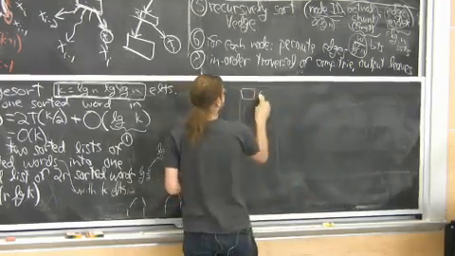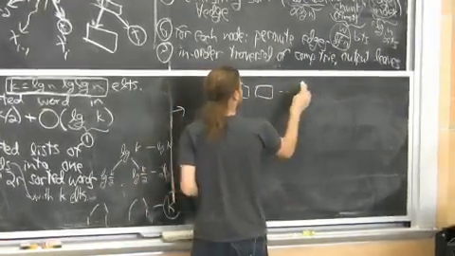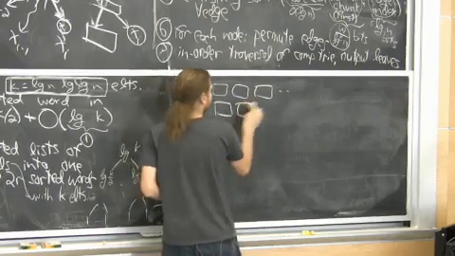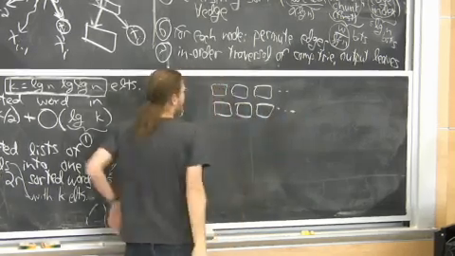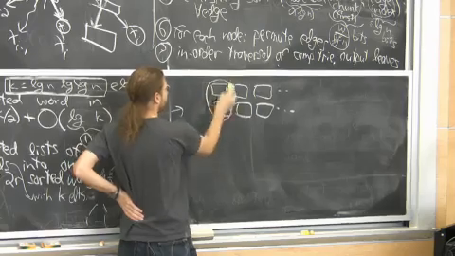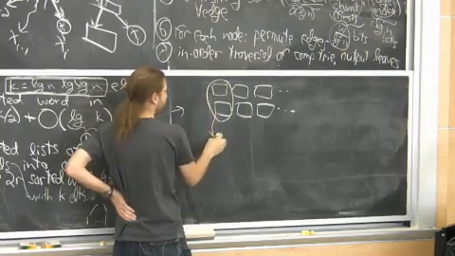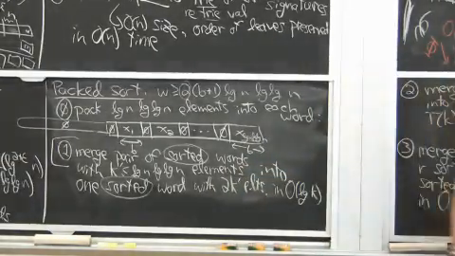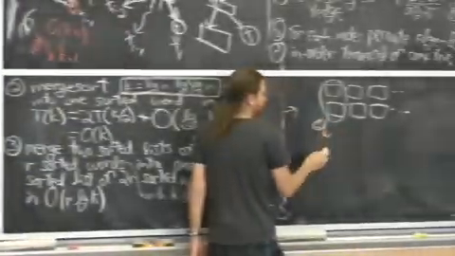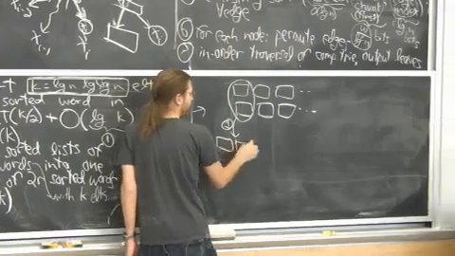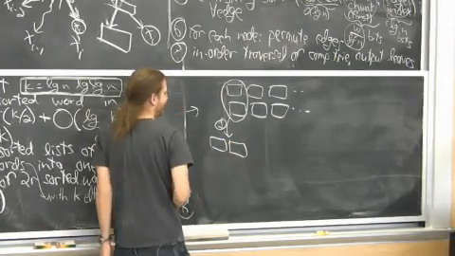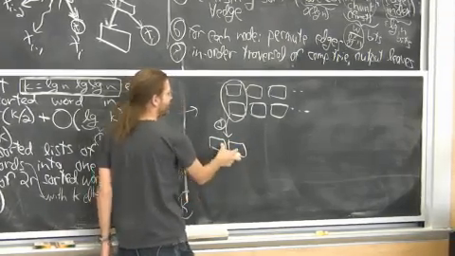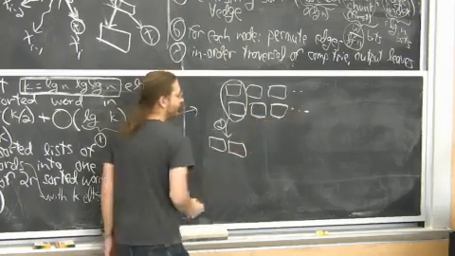We have a list of words. How do we merge? Well, we take the first two words and merge them. When we merge them, and we know how to do this in log k time by step 1, we get two words. They just are now sorted. So we've got these two guys sorted, and then there's the rest.